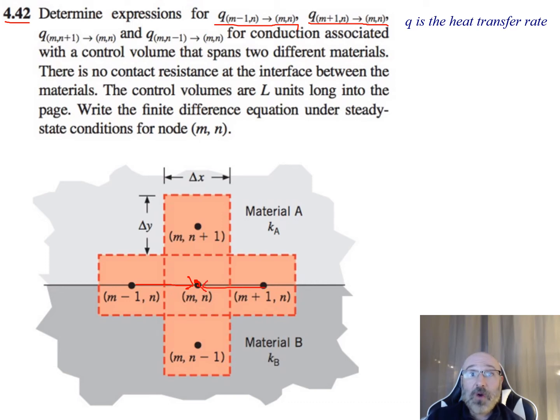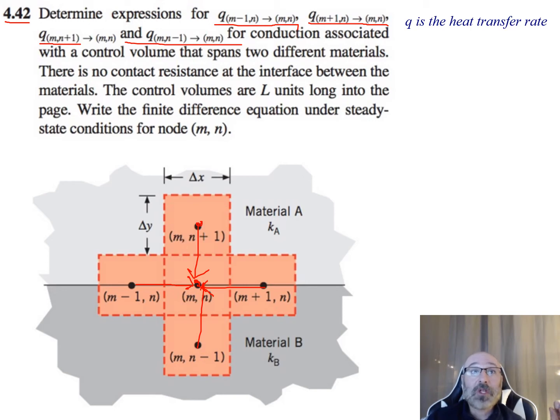And those we know are all on the interface between material A and material B. Then we also want to find our Q of m comma n plus 1, this value going into the center for our heat rate going in there. And then we also want to find our Q for m,n minus 1 going into that center node. And this is for conduction again through these two different types of material.